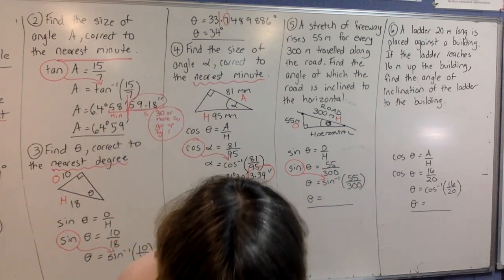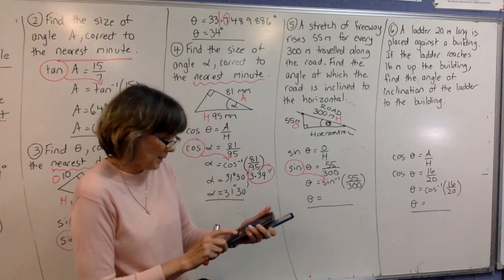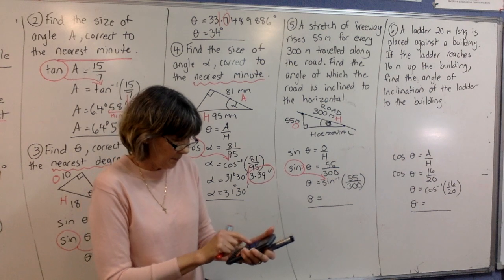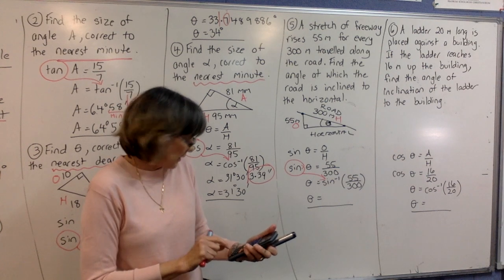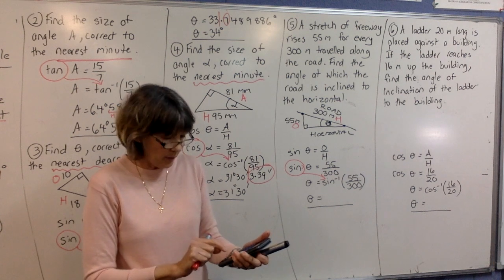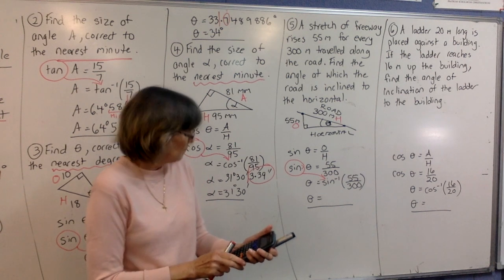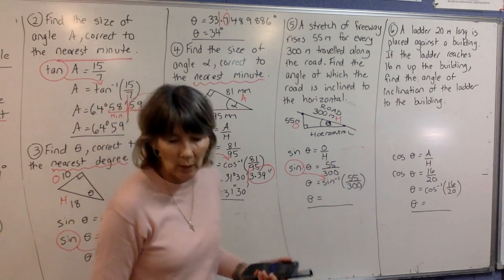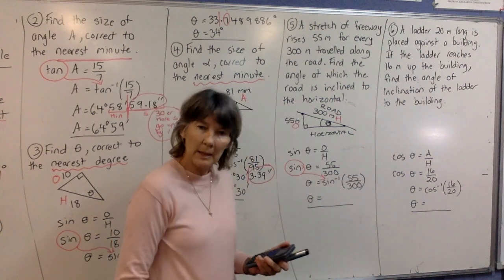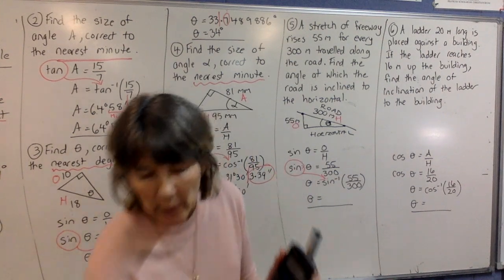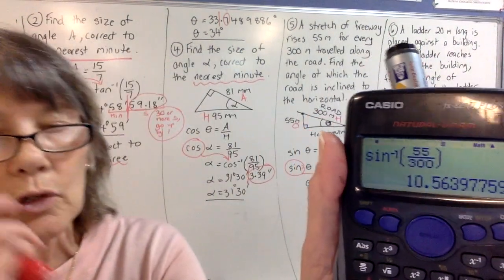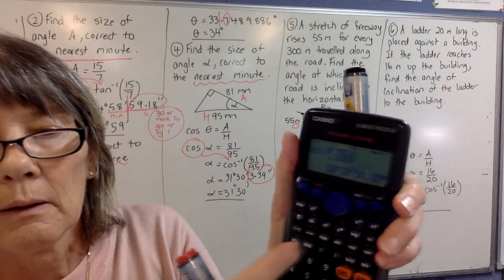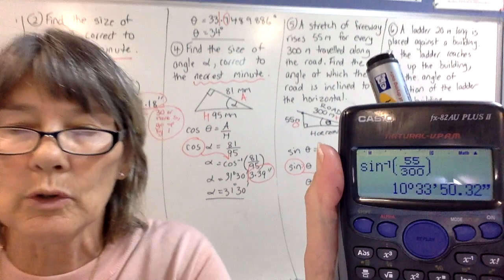So let's go to the calculator. I'm going to cut a step out here in a minute. So just go shift sine, fraction key, 55, down arrow, 300, right arrow, close the bracket, equals. Now, anytime they don't say what they want the angle as, it's always to the nearest minute. Okay, so when you get your answer, I want you directly now to go straight to that degrees, minutes, seconds button there. Press it.